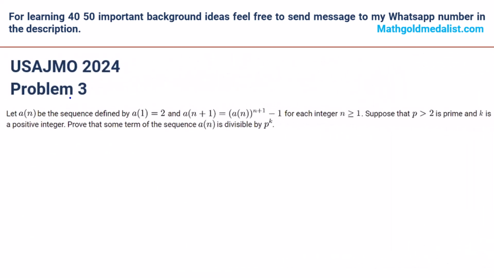JMO 2024 problem 3. Let A of n be the sequence defined by A of 1 equals 2 and A of n plus 1 is equal to A of n to the power of n plus 1 minus 1 for each integer n at least 1. Suppose that p is greater than 2 is prime and k is a positive integer. Prove that some term of the sequence A of n is divisible by p to the k.